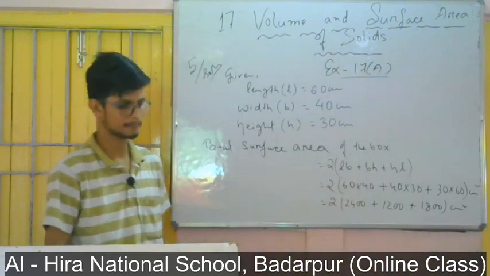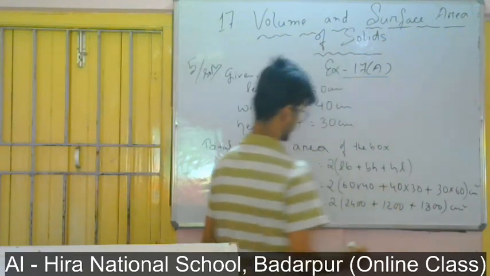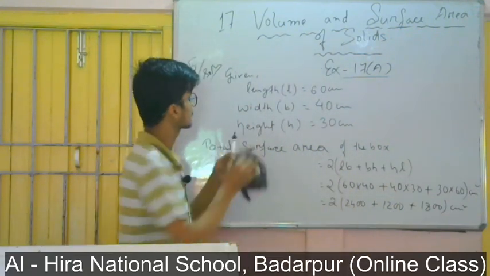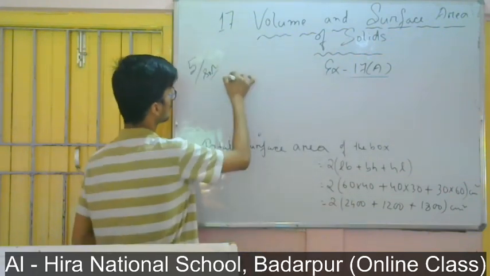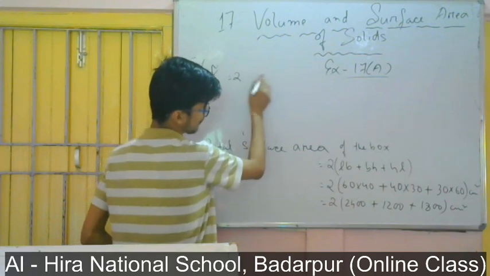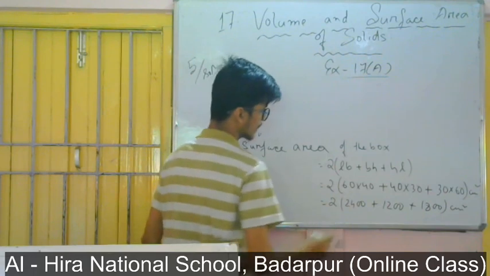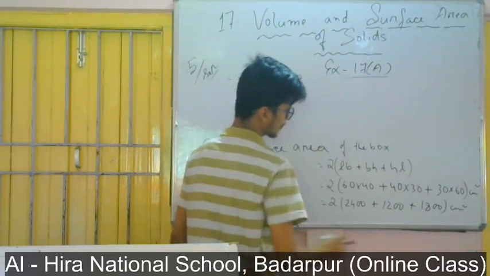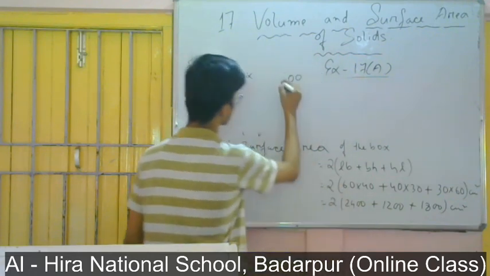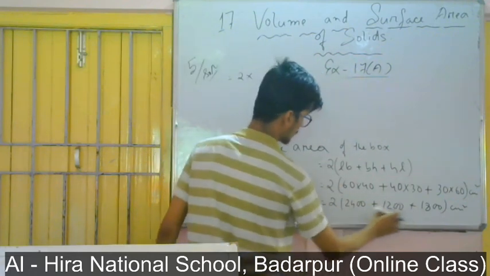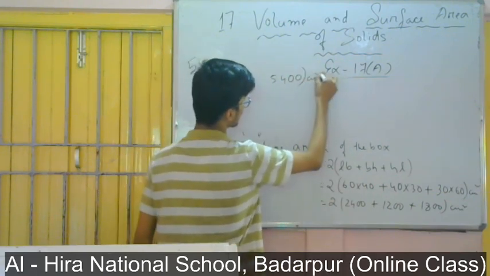2400 plus 1200 plus 1800. Okay, I am rubbing this part, which will be equals to 2 into, simply you are to add this one, so there it will be 10 plus 4, 14, 4 1 will be 1 2 and 2 4, it is 5400 and unit will be centimeter square.